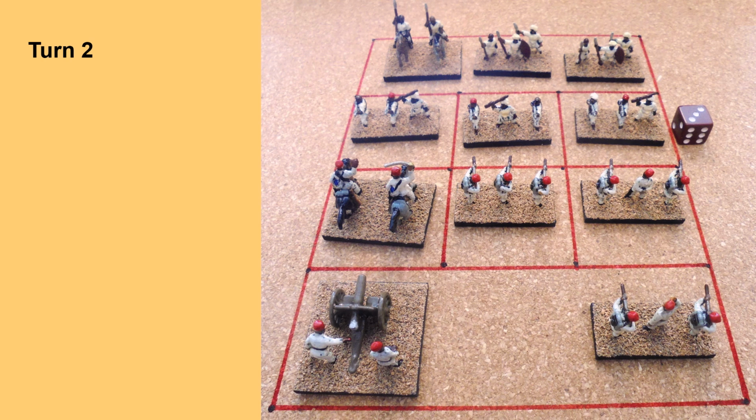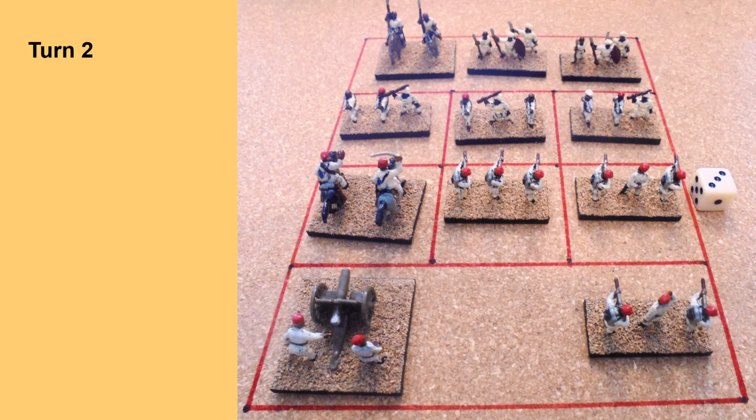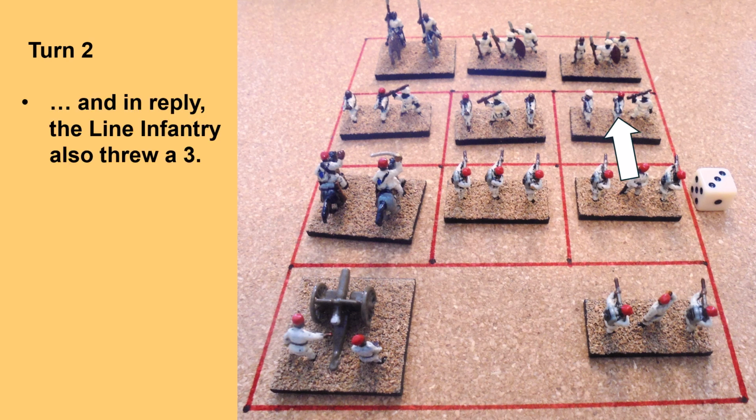In turn 2, the Mahdist ambushers on the right attacked the Egyptian line infantry opposite them and threw a 3. In reply, the line infantry also threw a 3, and yet again, the result was indecisive.